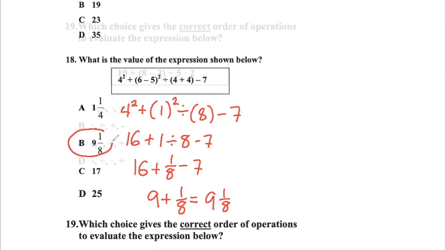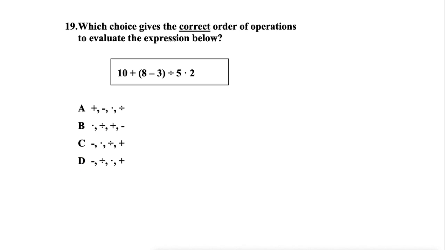Or answer choice B. Which choice gives the correct order of operations to evaluate the expression below? So the first thing that we're going to need to do is inside of the parentheses, which is going to be subtraction. So the first step is going to be to subtract them. Then we need to do multiplication and division in order from left to right. So once we do that subtraction, we'll have 10 plus 5 divided by 5 times 2.